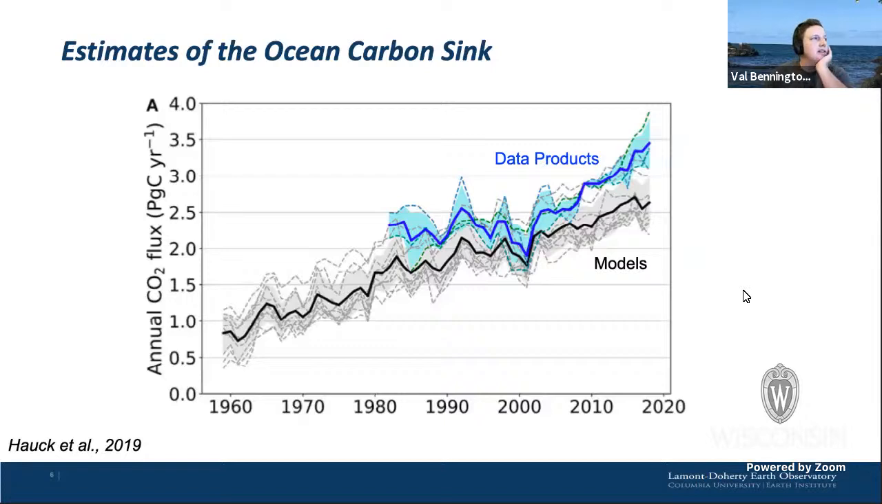And what you'll notice is they look similar in pattern. Year-to-year ups and downs look similar. However, the data products are estimating a larger ocean carbon sink than the ocean biogeochemical models, and we'd like them both to agree. So this is not a closed problem, I should say. It's still uncertain what the actual number is. We have a range of understanding here.